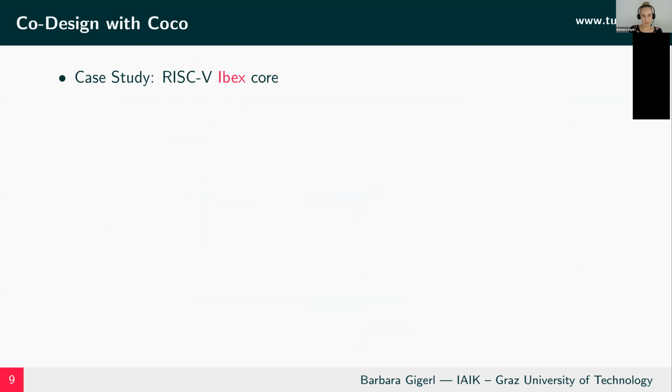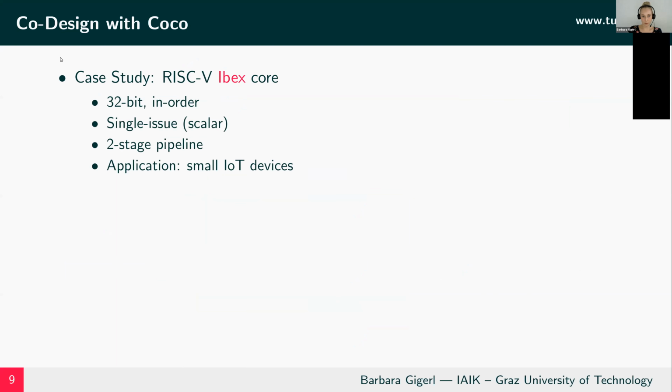Now let's come to the second part of Coco, which is called the co-design. We conducted a case study with the RISC-V Ibex core. The Ibex core is a rather small core, a 32-bit core, which is in order and has a two-stage pipeline. And it is applied rather to small IoT devices and smaller use cases. And then we tried to harden the Ibex core with Coco against side channel attacks.